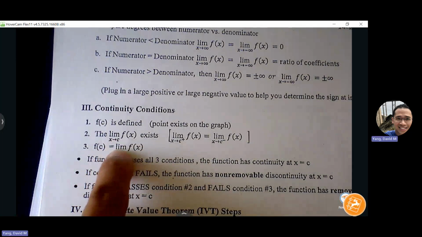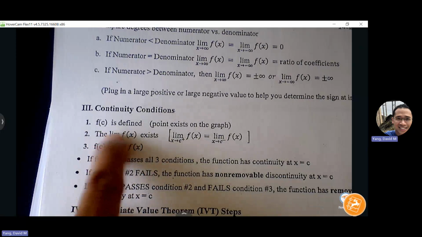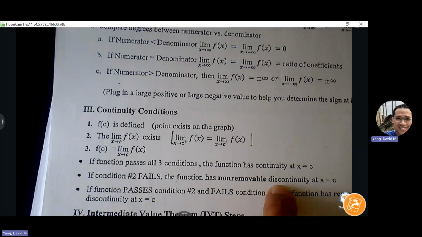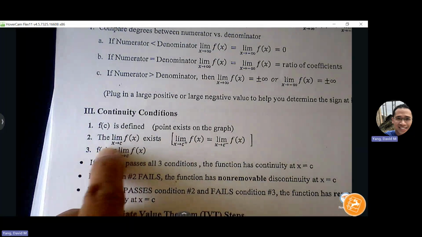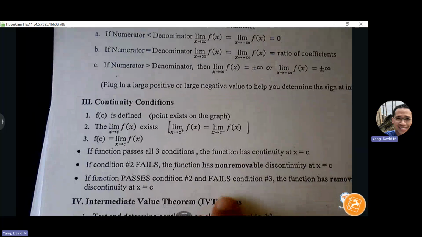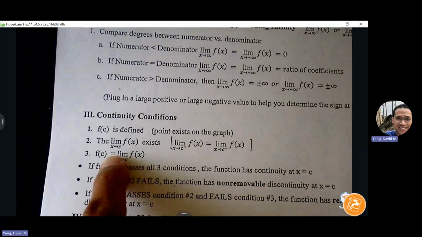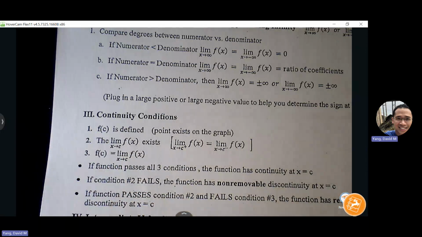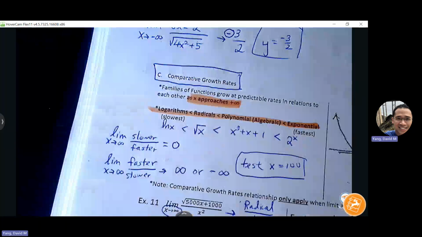We only go to the third condition if the second condition passes, because if the second condition fails, we know it's a non-removable discontinuity. If the third condition fails, we say it is a removable discontinuity. And obviously, if the third condition passes, then we pass 1, 2, and 3. That means the function is continuous at that point. Okay.